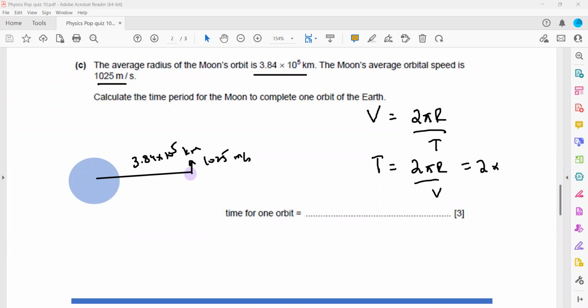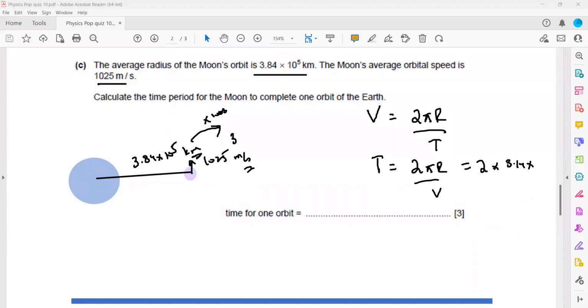So it will be 2 multiplied by pi, which is 3.14, multiplied by the distance, the radius. But one thing here: the speed is given in meter per second, but the radius is in kilometer. So you have to convert the kilometer into meter, because if the speed was in kilometer per second, then we wouldn't have to. Distance and speed should have the same base units: if speed is in meter per second, distance should be in meter. If speed is in kilometer per hour, then distance should be in kilometer. Here the distance is in kilometer, but speed is in meter per second, so we have to multiply by 1000.